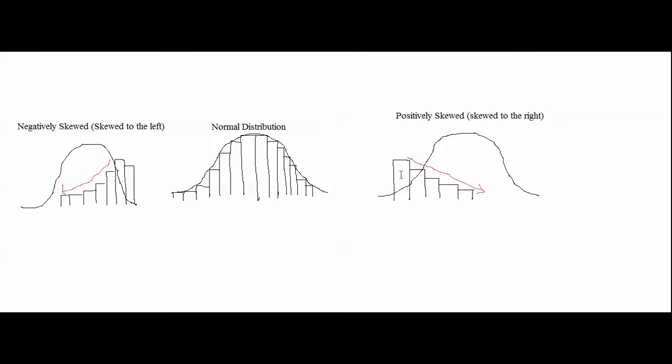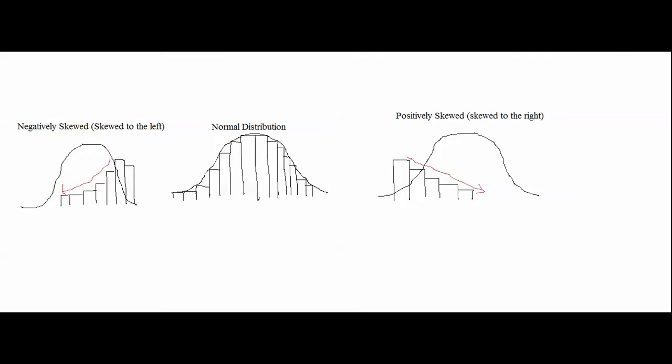You might imagine if this was a mountain and you were stuck up here at the peak of the mountain, if you would rather walk down the right side of the mountain, meaning it would be easier to walk down this side at the right end, then it's skewed to the right. And if it was easier to walk down to the left end, then it's skewed to the left.